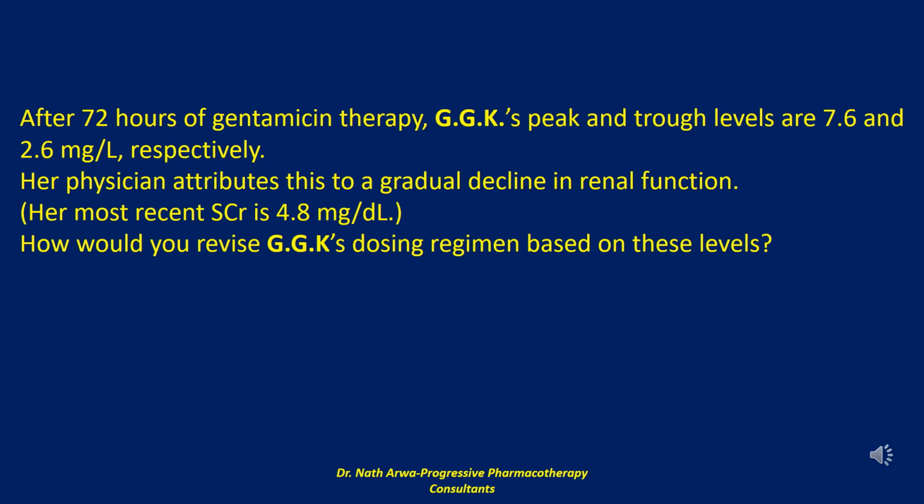These revised values for KD and clearance can now be used to calculate a revised maintenance dose to maintain the trough concentration at less than 2 mg per liter using an earlier equation. This yields a dose of 115 mg, which can be rounded down to 110 mg every 48 hours.